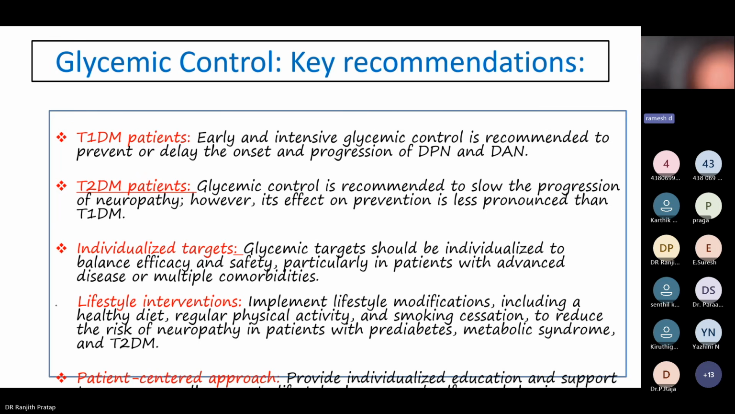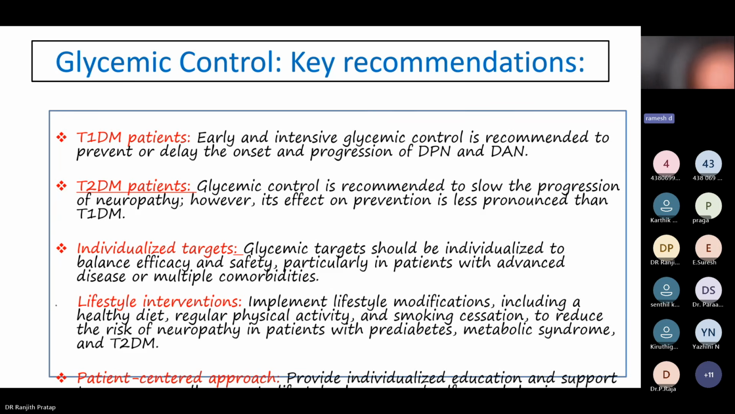We can slow the progression of neuropathy, and we have to give individual targets based upon the age and other comorbidities. We have to address the other lifestyle diseases, especially hypertension, metabolic syndrome, obesity, and dyslipidemia. We also have to do lifestyle modifications like a healthy diet, regular physical activity, and avoiding smoking and alcohol, which are important risk factors for the development of neuropathy. We have to give a patient-centered approach, especially providing individual education and support based upon their age and comorbidities.